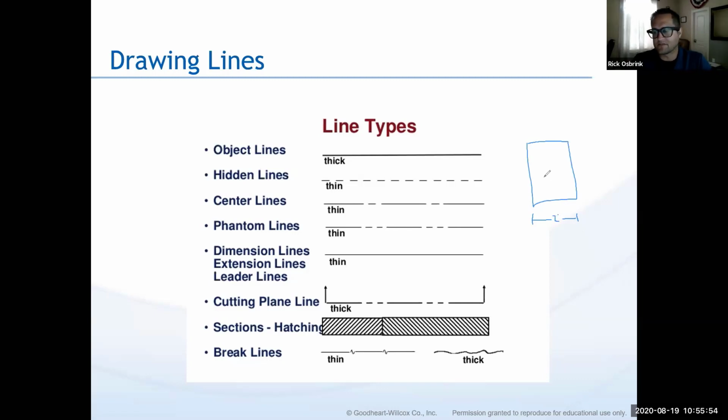Sometimes you'll see arrows. So if I'm on the inside here, I can't really take a leader line out to the outside. So what you'll see is something like this comes in and then arrows and points to that corner right there. It says, hey, this line right here to this line is 2 inches.